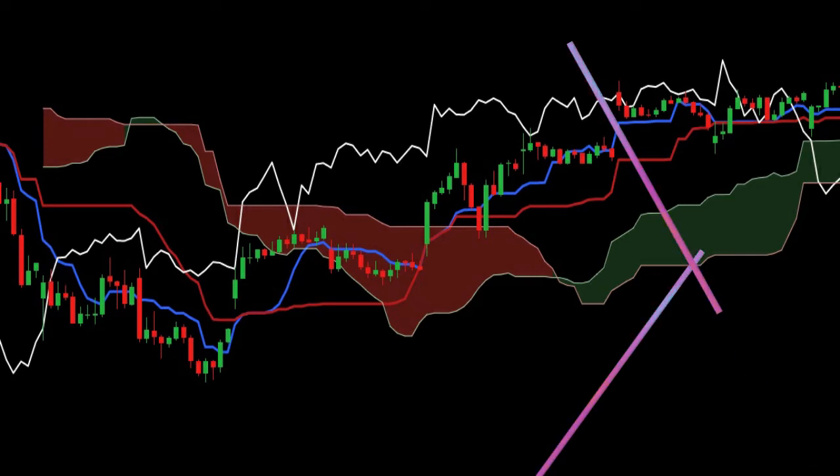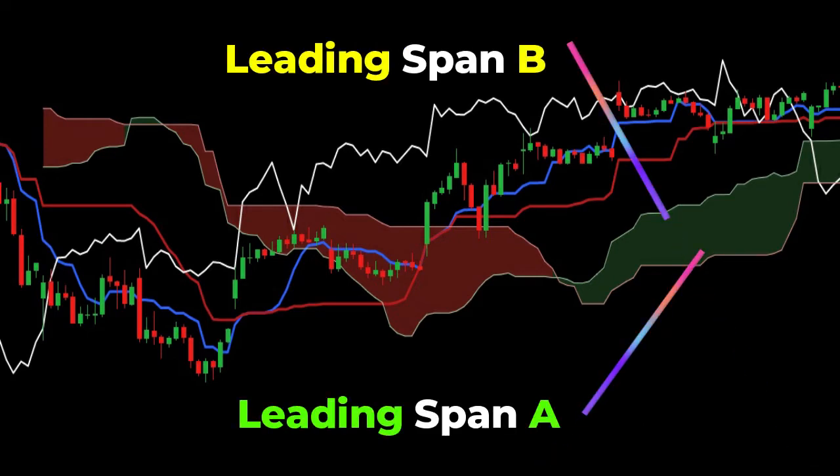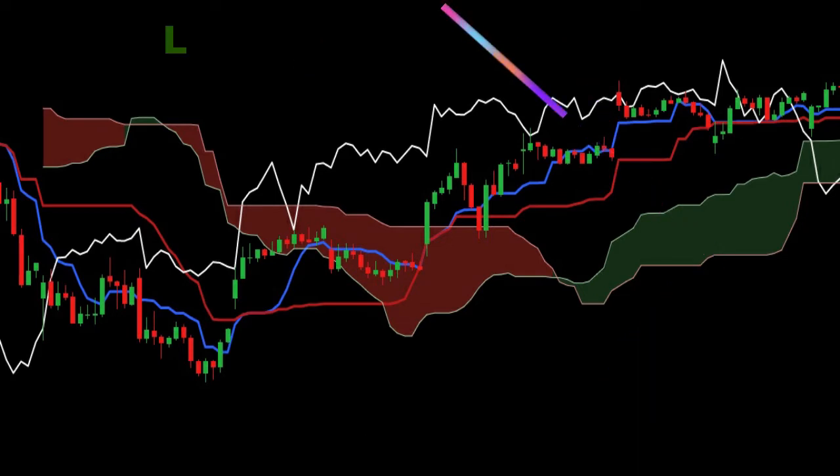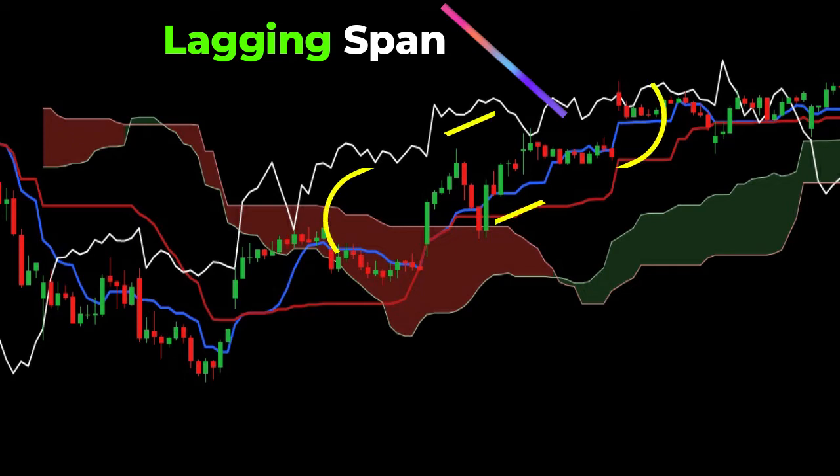Third, leading span A and leading span B. Leading span A represents one border of the Ichimoku cloud, and leading span B represents the other border of the cloud. Fourth, the lagging span. This line represents the price from 26 days, or periods, ago. In other words, if you take price and shift it back 26 days, in the case of using the daily chart, that represents exactly what this line is.